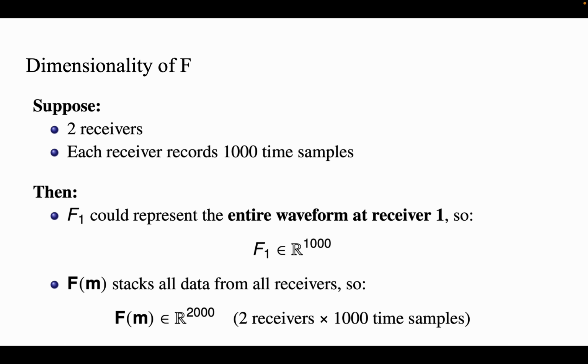For example, if I have two receivers and each receiver records 100 time samples, then F1 could represent the entire waveform at receiver 1, belonging to the set of real numbers in a dimension of 1000. And if we take stacks from all the receivers, in this case we have two receivers, but we all know that seismic data acquisition takes place with a minimum of 12 channels. In fact, nowadays it is always more than that. In that case the size will become 2 into 1000, right? So now it's a matrix.